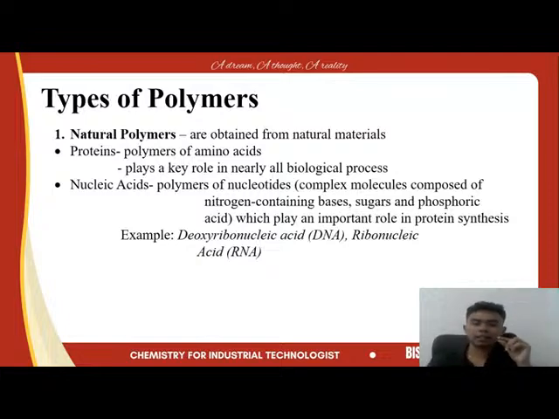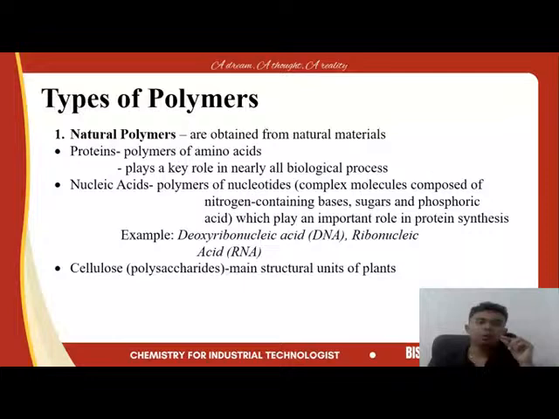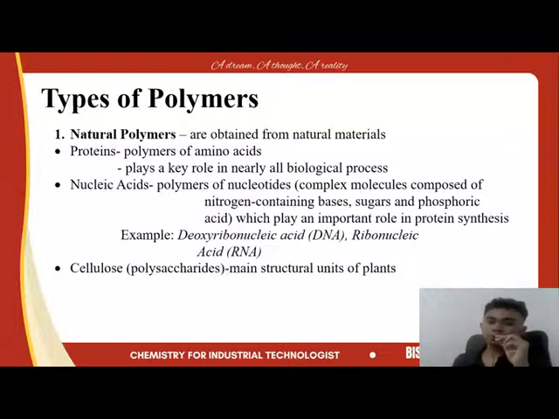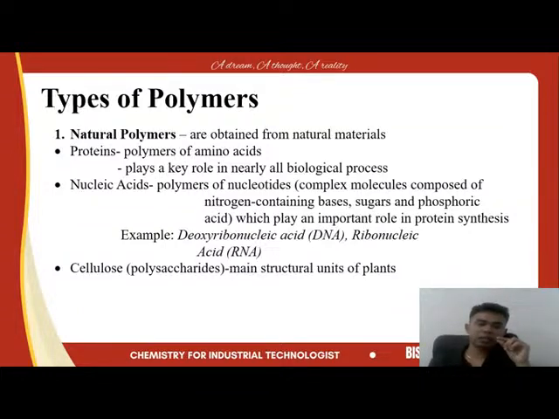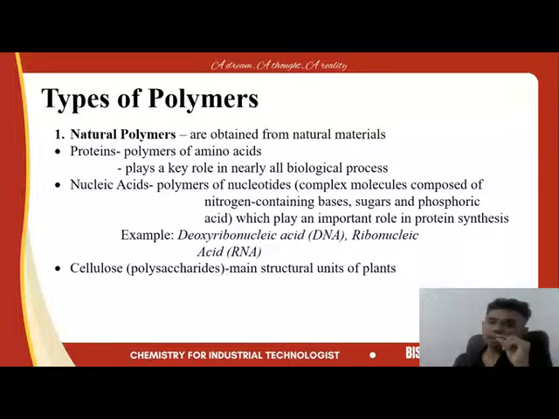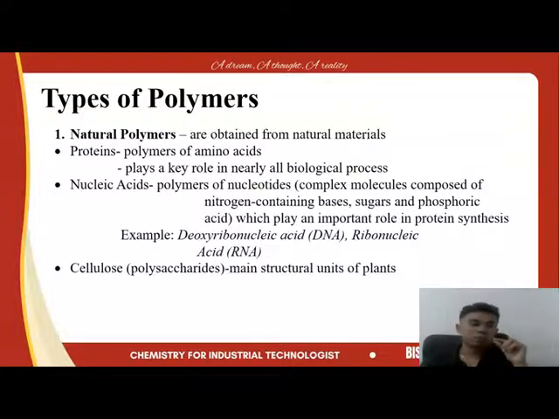Next to nucleic acid, we also have cellulose. Cellulose is also a polymer. It's a polysaccharide, actually. It comes from the monomer saccharide, or monosaccharide. It is the main structural unit of plants. Basically, cellulose is found in the leaves of the plants.